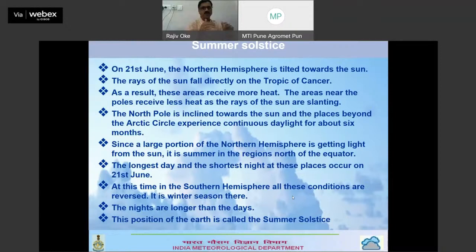The North Pole is inclined towards the Sun, and places beyond the Arctic Circle experience continuous daylight for about 6 months. Since a large portion of the northern hemisphere is getting light from the sun, it is naturally summer there. The longest day and the shortest night at this place occur on 21st June. At this time in the southern hemisphere, all the conditions are just reversed. The nights are longer than the days. This position of Earth is called the summer solstice.